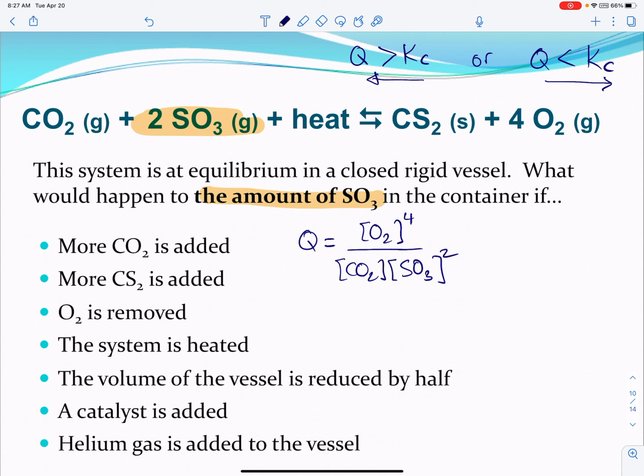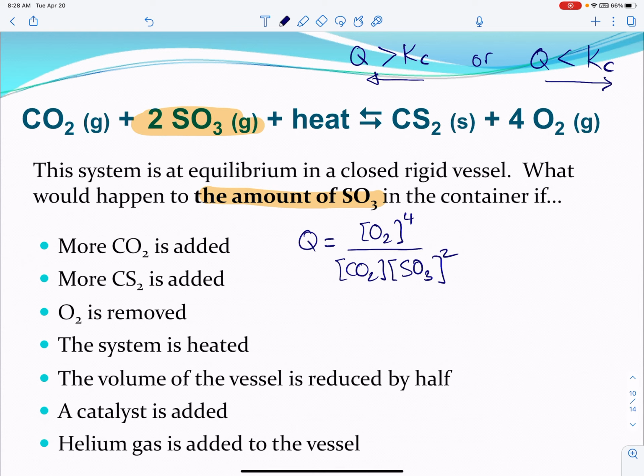So this would be my answer. Adding CS2 has no effect on Q because it's not in the expression for Q. It also has no effect on Kc, which means Q is still equal to Kc, because CS2 had no effect on either one. That means there's no shift in the equilibrium, and that means nothing will happen to the amount of SO3.